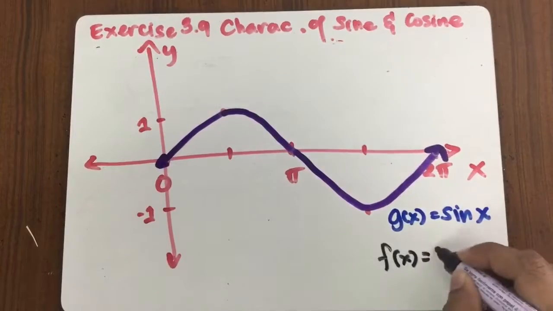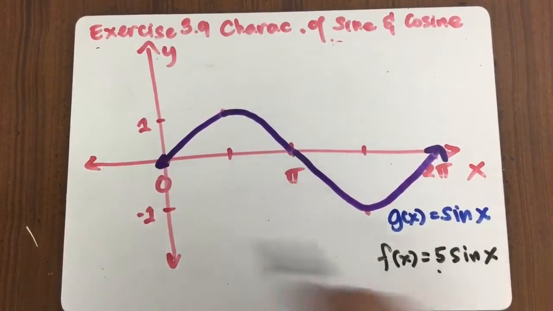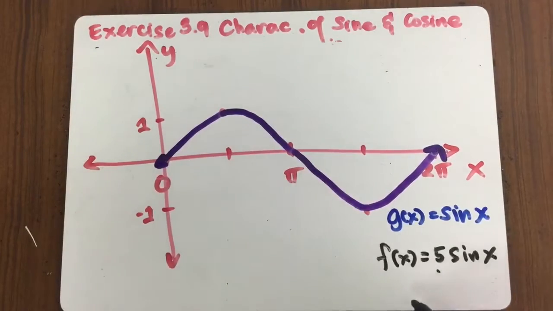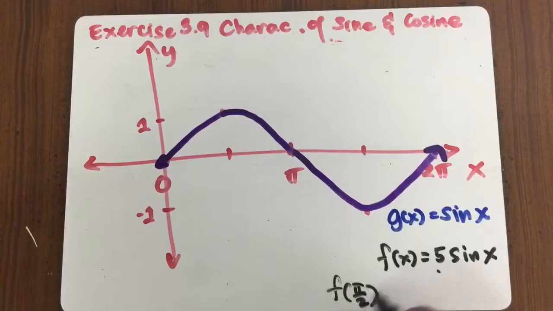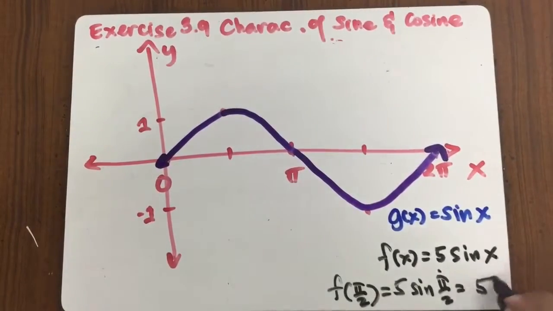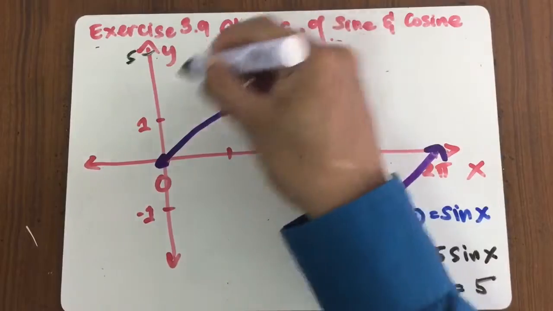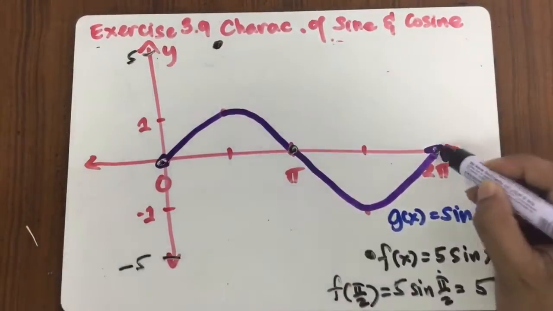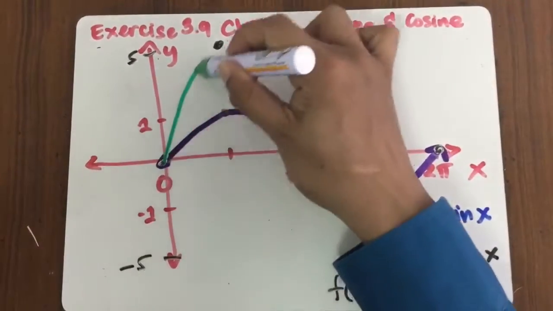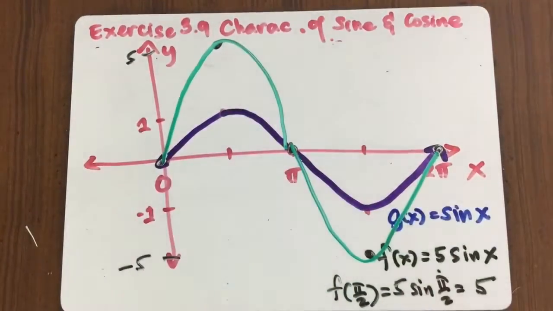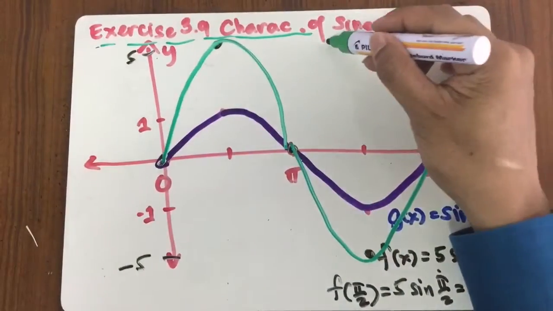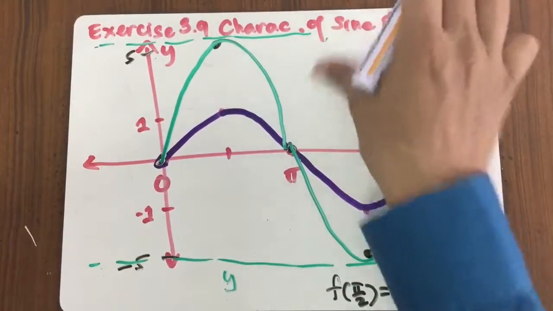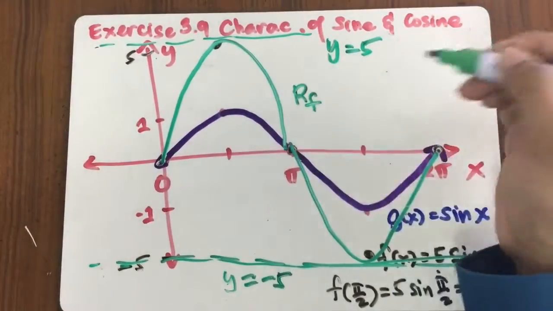Let us sketch the graph of 5 times sine of x. We can obtain the graph of 5 times sine of x from sine of x. Ang gagawin lang natin is, we will multiply sine of x by 5. Our graph reveals that the values of 5 times sine of x ranges from negative 5, that's the minimum, to positive 5, that's the maximum.